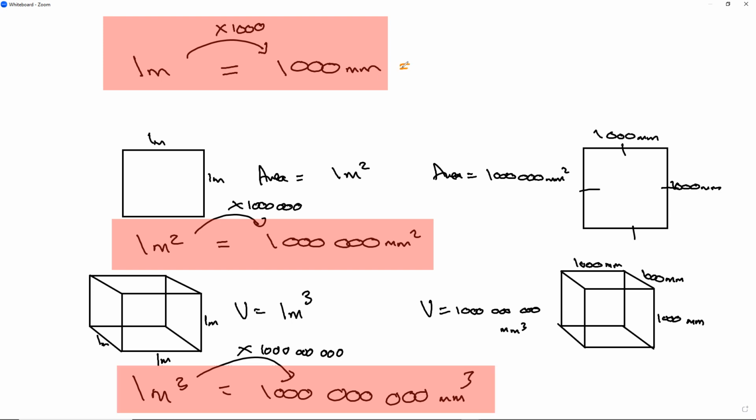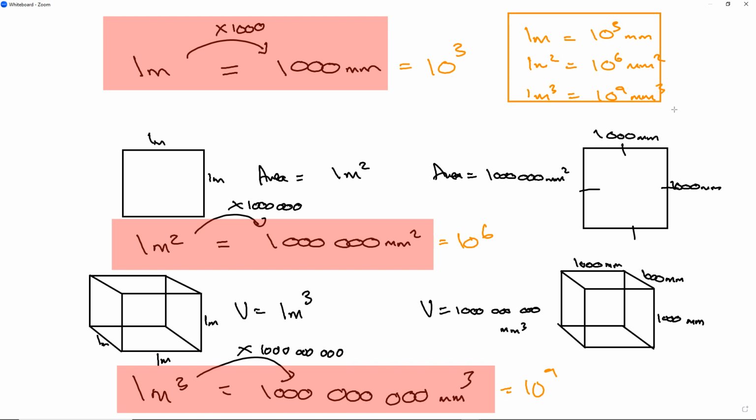And from this here, I can also rewrite this because it's quite a long time to write 1,000. I can write this as 10 to the power of 3, 10 to the power of 6, and 10 to the power of 9. So 1 meter is equivalent to 10 to the power of 3 millimeters. Let's square it, and let's add 3. Let's cube it, and let's add 3. Okay. And so that is that part over there, which gets me to that conversion.